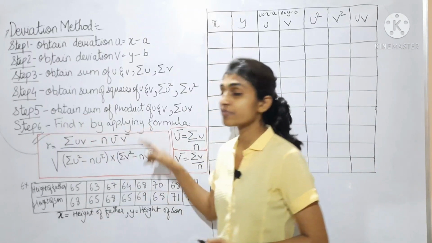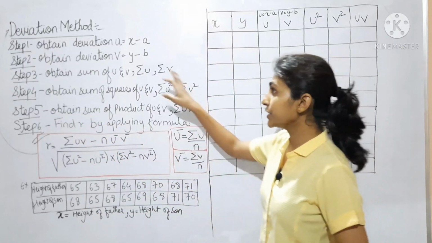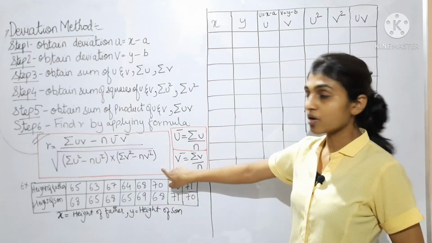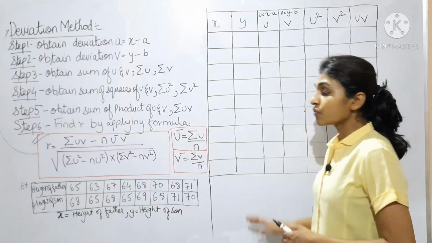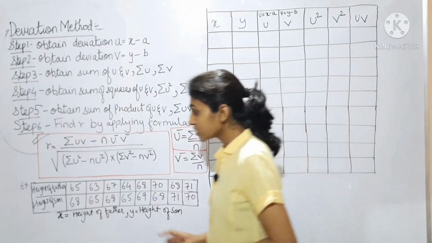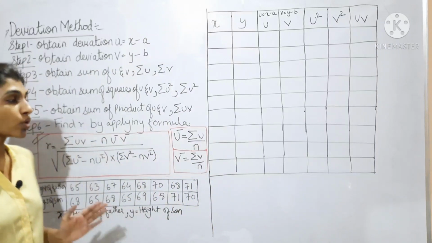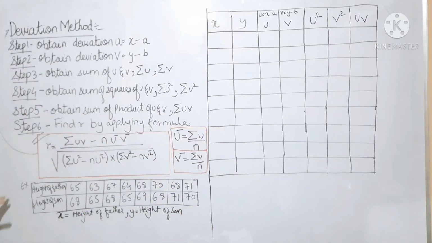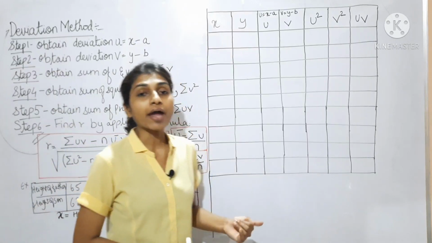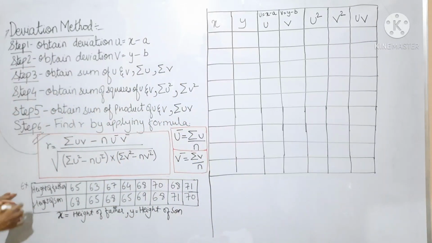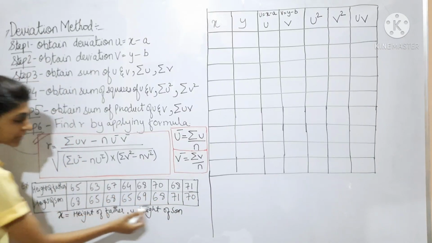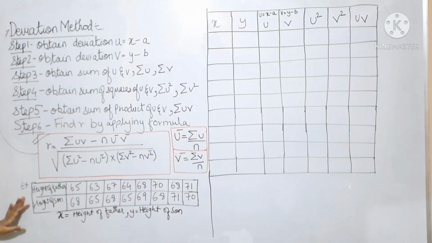So in total there are 6 steps to find the deviation method, and this is the formula of the deviation method. Now let's see the example. The example is given here: calculate the coefficient of correlation by deviation method between height of father and height of son. This is the height of father and height of son that is given.